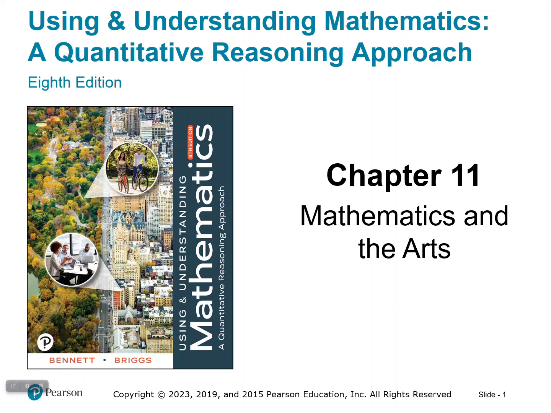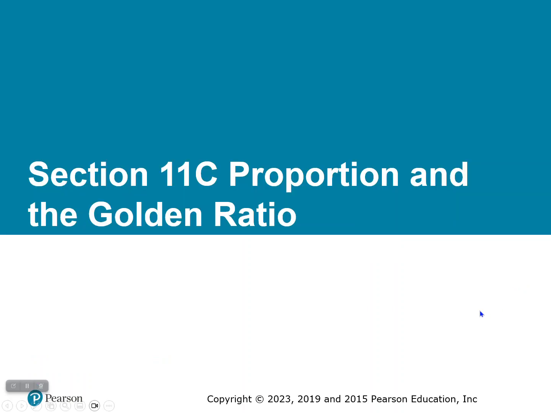Hello, and welcome back to Chapter 11, Mathematics and the Arts. Today, we're going to talk about proportion and the golden ratio. I know, we talked about perspective last time, didn't we? Now let's talk about proportions.